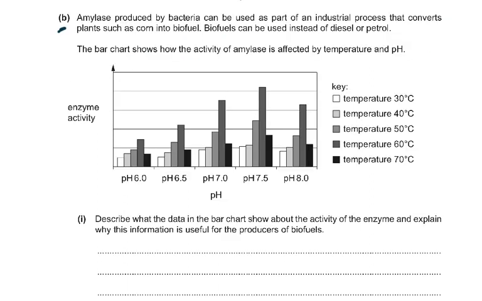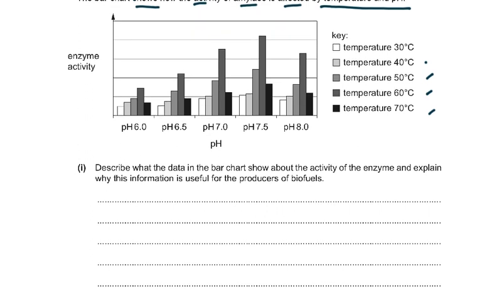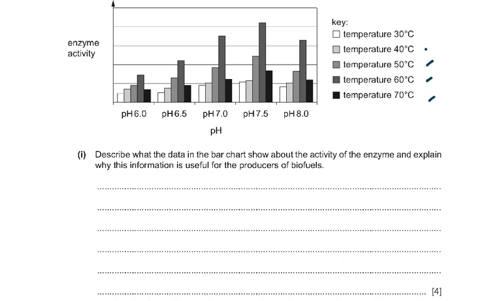Part B of the question: amylase produced by bacteria can be used as part of an industrial process that converts plants such as corn into biofuel. Biofuels can be used instead of diesel or petrol, which are fossil fuels. The bar chart shows how the activity of amylase is affected by temperature and pH. So we've got these different graphs, temperature at 0 degrees, 40, 50, 60, and 70, and you've got all these bar charts. Now it says describe what the data in the bar chart shows about the activity of the enzyme and explain why this information is useful for the producer of biofuels.